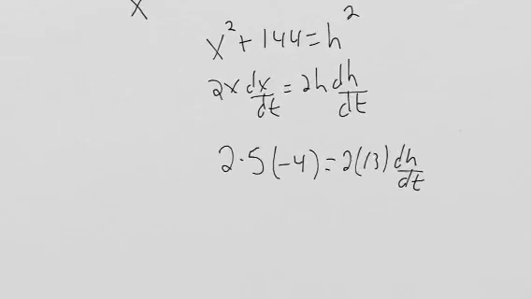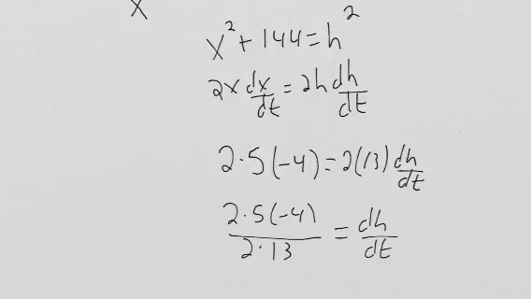Okay, we're going to be a little more careful about our simplification this time because we know the 2's are going to cancel when we divide. So we're going to get 2 times 5 times negative 4 divided by 2 times 13. That's our dH dt. Alright, so the 2's cancel. We end up with negative 20 over 13. Okay, negative 20 over 13 feet per second is the rate of change of the rope when there's 13 feet of rope out, given that the boat's moving at 4 feet per second towards the dock.